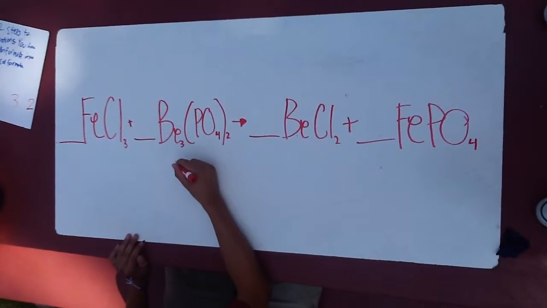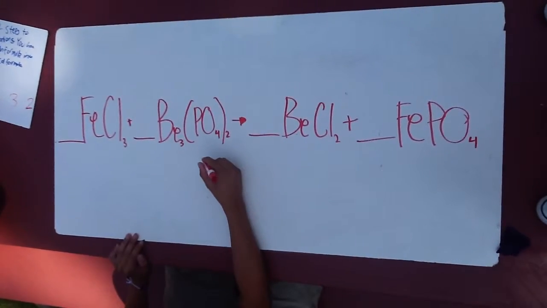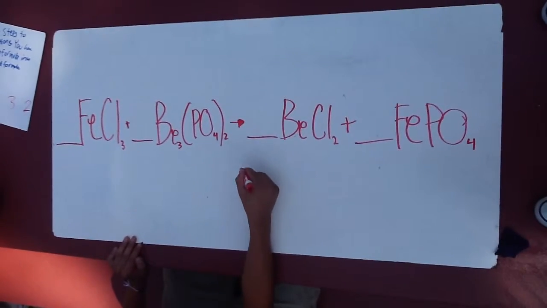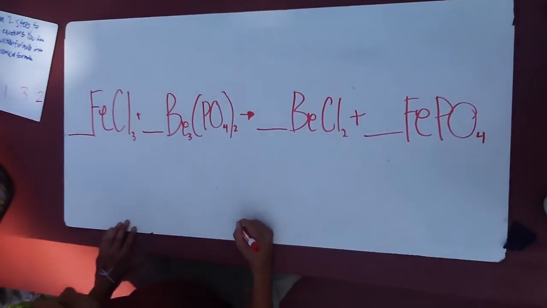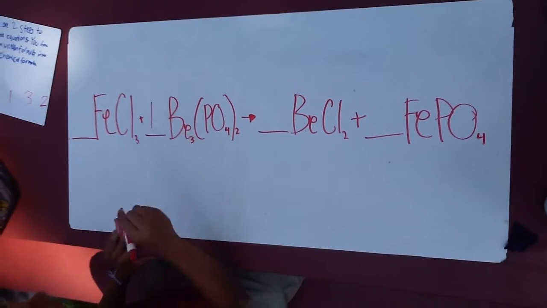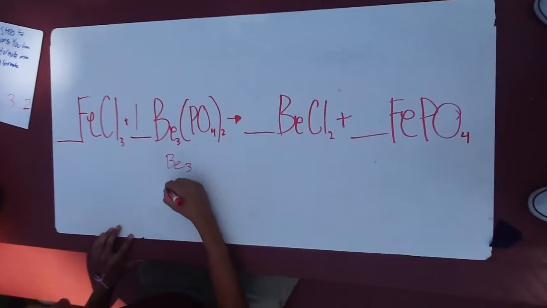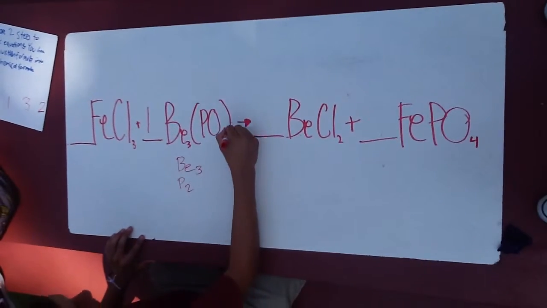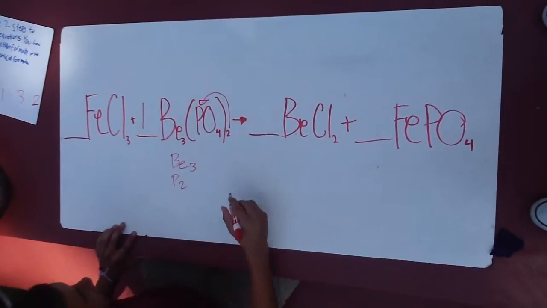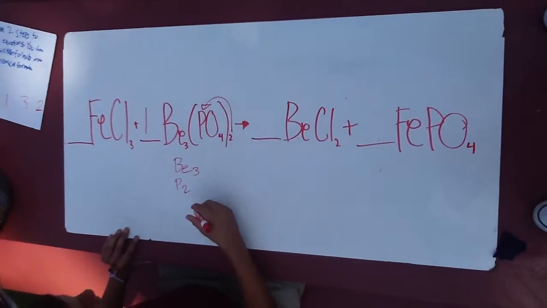So here's our second example of balancing equations. Let's start with the biggest equation. That's BE3 parentheses PO4 parentheses with the 2 on the outside. So let's start with the 1 right here because it's the biggest equation. So that would equal BE3, P2 because this is over here, and then we have O8.